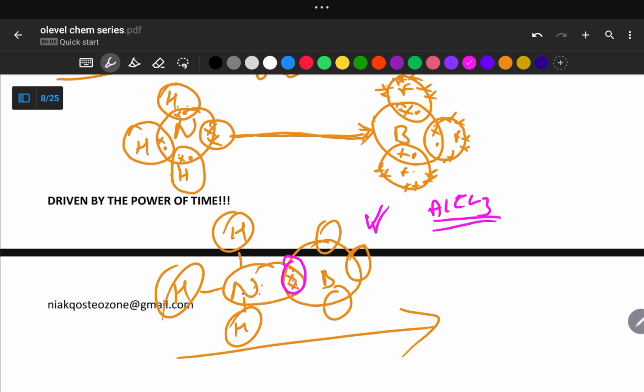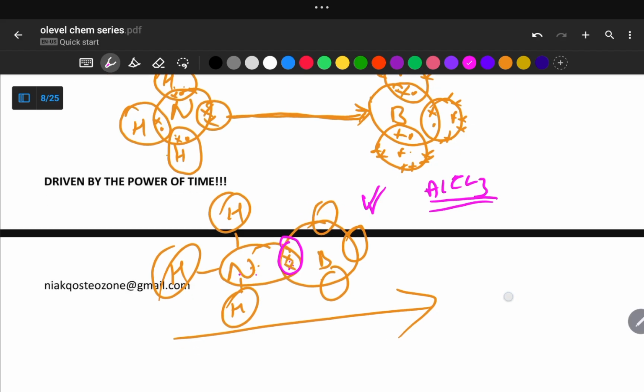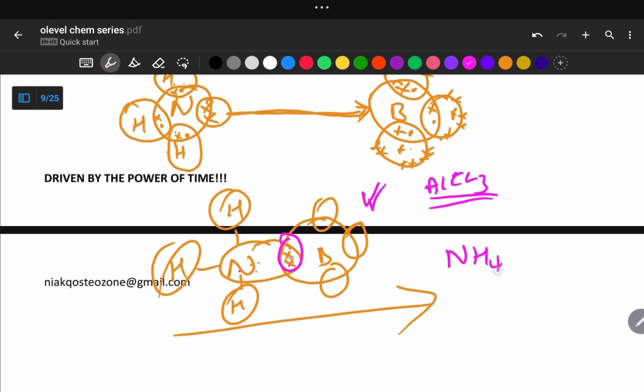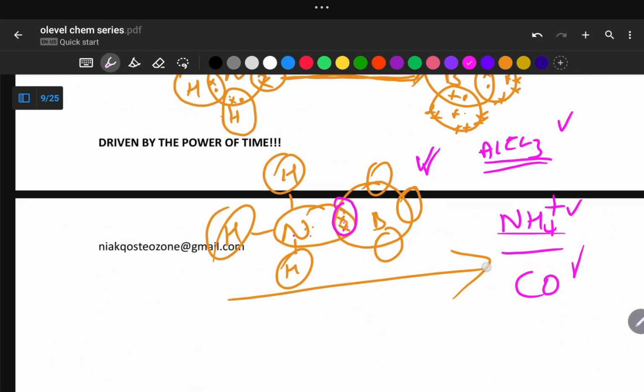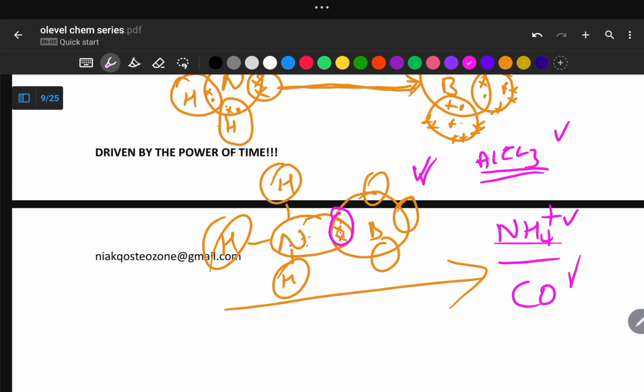As for now, just know it is an ionic compound, right? And then we're going to discuss this one, the ammonium ion. We also have coordinate bonding, and in carbon monoxide we also have coordinate bonding, right? So these are the molecules where we have coordinate bonding. We're going to explain much more on that when we are doing A-level chemistry. As for now, just appreciate boron trifluoride. All right.